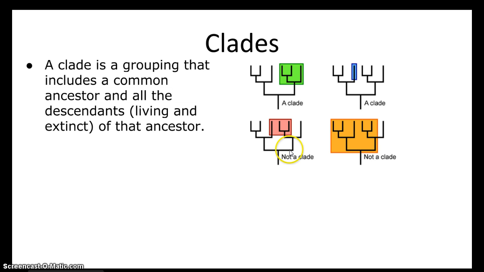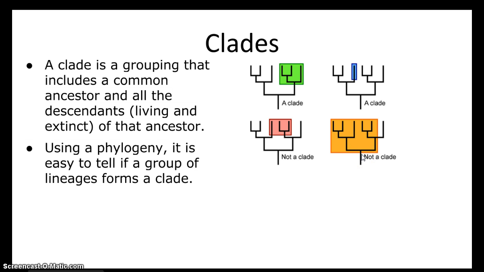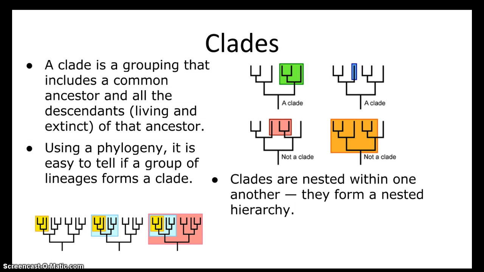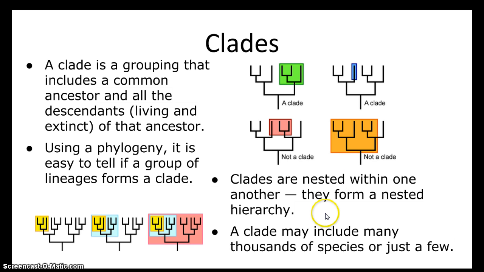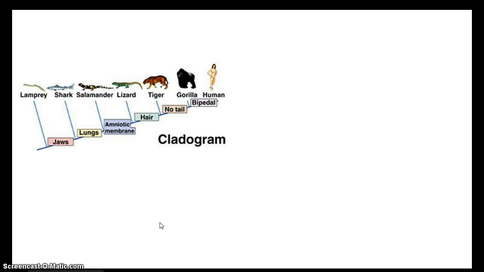Clades are basically groups. A clade is a group that includes a common ancestor and all of its living descendants. So right here, this is a group of organisms that have a common descendant. That's also a clade. But right here, this is not a clade because it has two different common ancestors, and this also is not a clade because it misses this one. So it uses phylogeny, and it's pretty easy to tell if a group of lineages form a clade. Sometimes clades are nested within each other, and a clade may have thousands of species, like this bigger grouping here of the pink one, or it may just have a few, like this little yellow one.